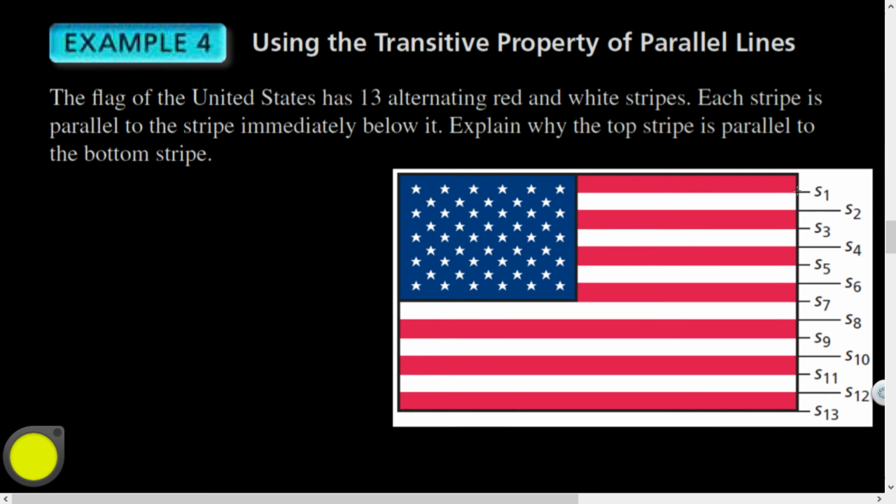Well, if S1 is parallel to S2 and S2 is parallel to S3, then S1 is parallel to S3 by the transitive property of parallel lines. Thank you for having the name right up there for us, too. So the T Popple.